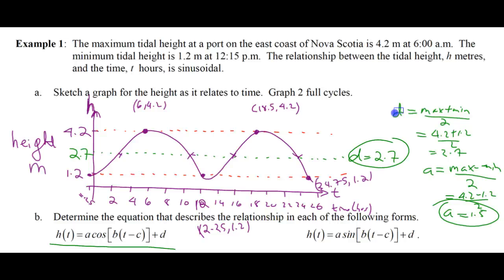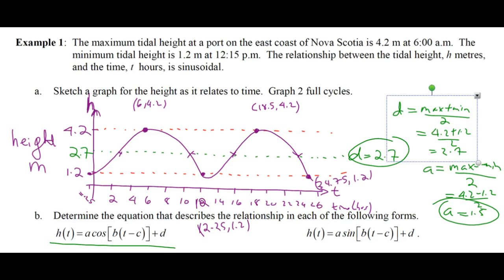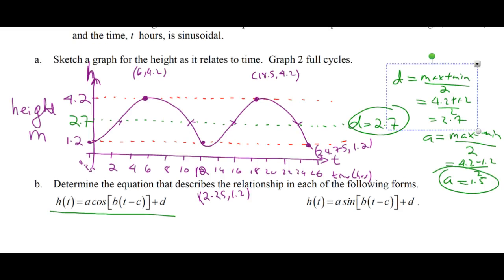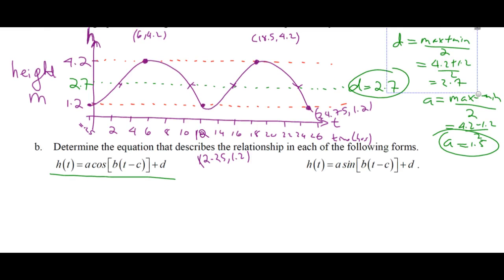Determine the equation that describes it in each case. The first one is a cosine function. So as a cos, wait, we need b, right? So what's b? b is equal to 2 pi over the period. What's the period? 12 hours and 30 minutes. So 12.5? Okay, so we've got to go to decimals, right? So 2 pi over 12.5. As an exact value, you get pi over 6.25, or leave it as 2 pi over 12.5.